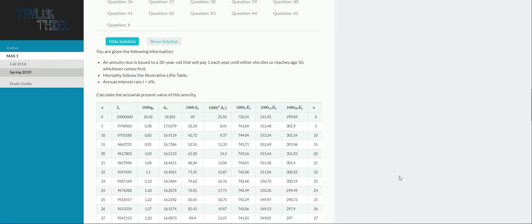You are given the following information. An annuity due is issued to a 30-year-old that will pay one each year until either she dies or reaches age 50, whichever comes first. Mortality follows the illustrative life table. Annual interest rate i equals 6%. Calculate the actuarial present value of this annuity.